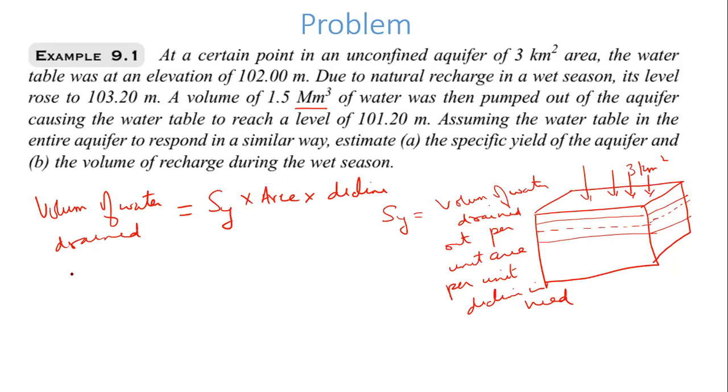So it will be 1.5 into 10 power 6 meter cube equal to SY into, what is the area? 3 kilometer square, 3 into 10 power 6 meter square, into, what is the decline in head? It went up to 103.2. After that, 1.5 million cubic meters of water was pumped out. This pumping caused the water level to decline from 103.2 to 101.2. So the decline is 2 meters.